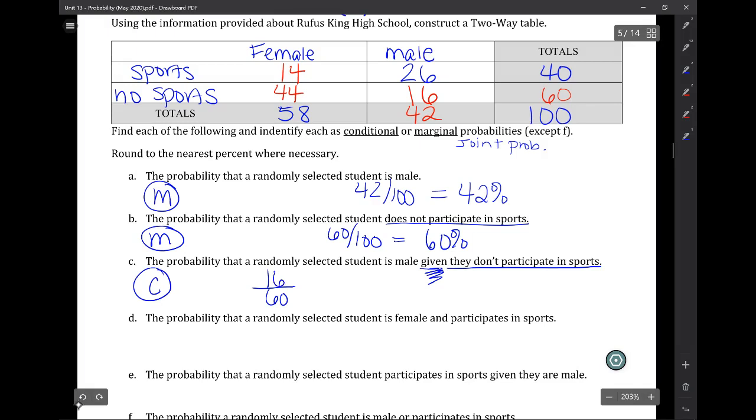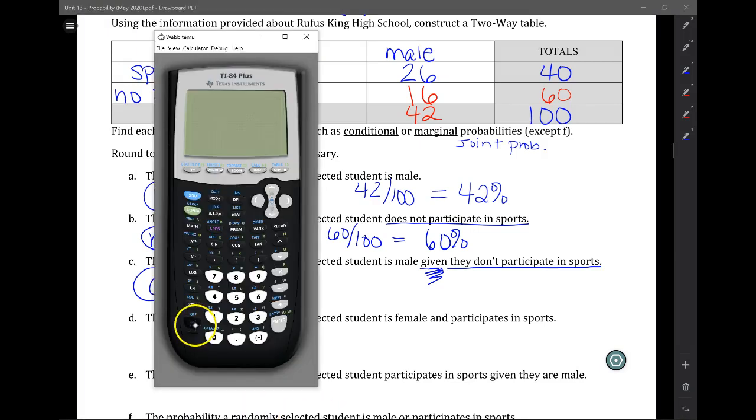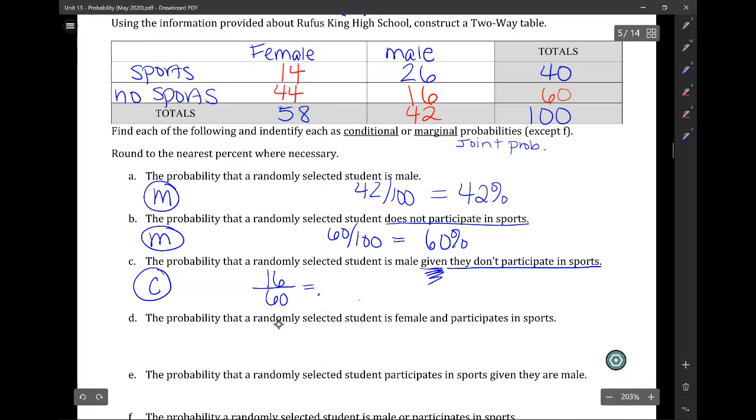16 out of 60. So this is where, if you wanted to pull up your calculator and divide that out, 16 divided by 60, that's how I would determine my percent, multiplied by 100, and convert that into a percent. It says round to the nearest percent where necessary. So this is going to be 0.26 repeating, that's going to be approximately 27%.